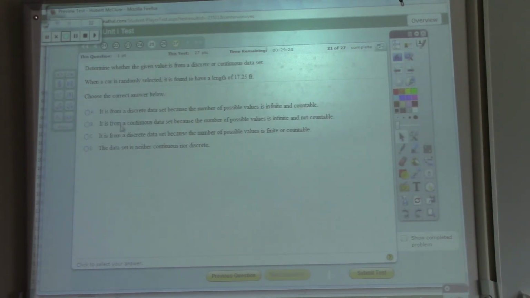Determine whether, oh, this is the number one missed question. Determine whether the given value is discrete or continuous, counted or measured. What is this right here? This one is a length. What is length? Continuous. Could you measure it? So it is continuous. The only thing you might do right here is see car and think counting, and then say discrete.